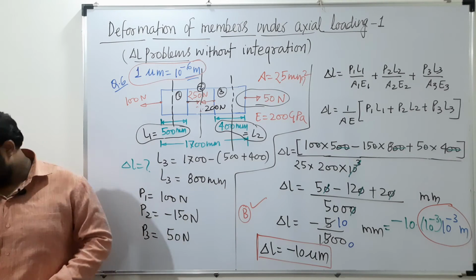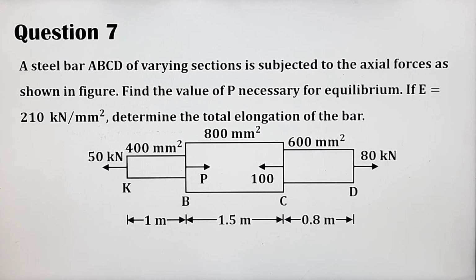Note this. When a steel bar ABCD of varying section is subjected to the axial forces as shown in figure, find the value of P necessary for equilibrium. If E equals 210 kilonewton per mm square, determine the total elongation of the bar. Please note down the diagram. You need to find the total elongation of the bar.